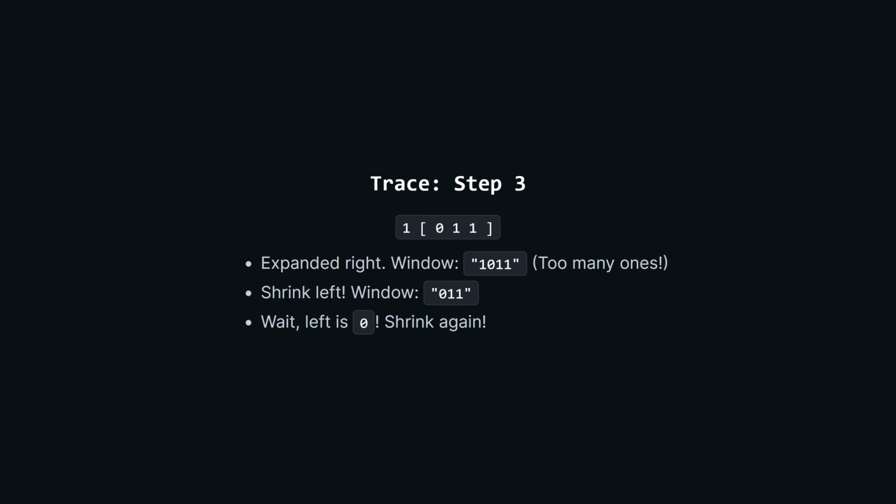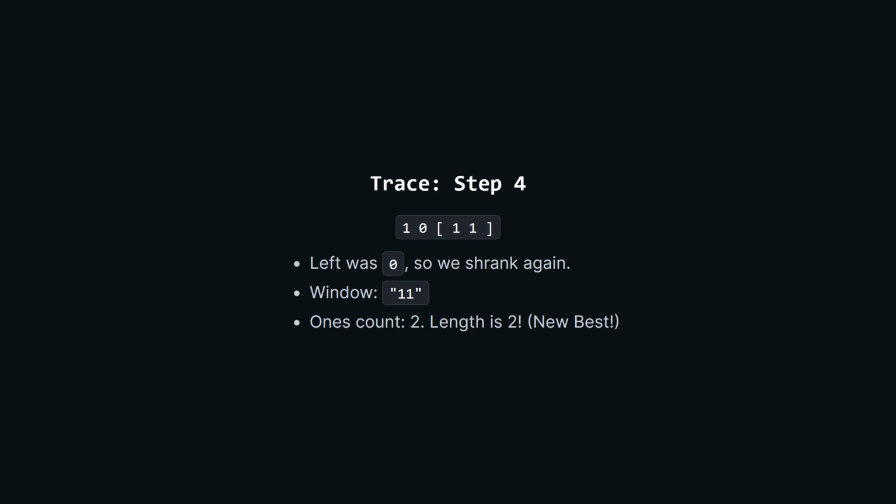We expand right again to grab the final one. Now we have too many ones, so we have to shrink from the left, which leaves us with 011. But look, the left edge is a 0. Because leading zeros don't help us, our while loop chops that 0 off too, leaving us with just 11. This has two ones and a length of only 2, which beats our previous best, giving us the final answer.